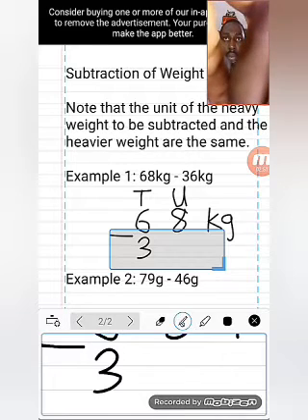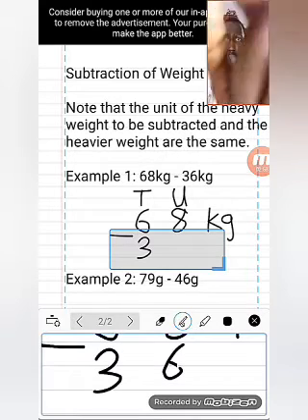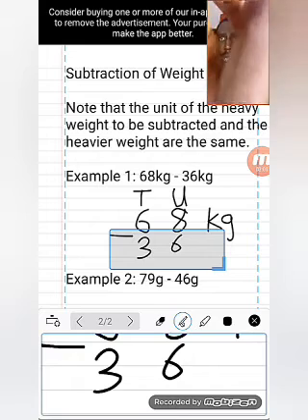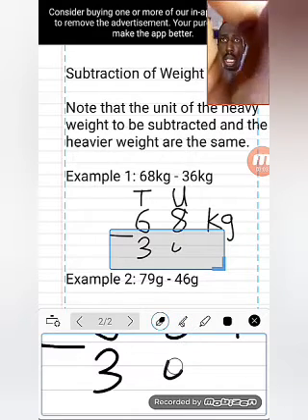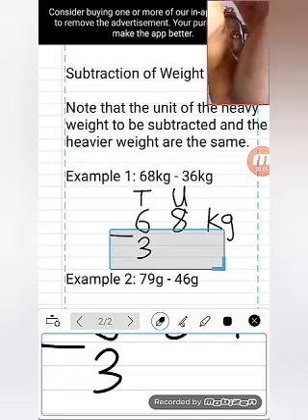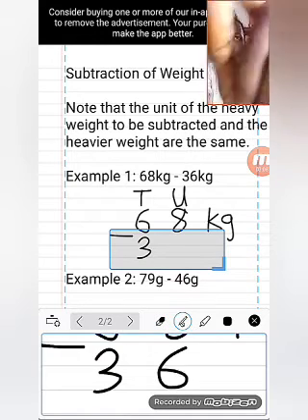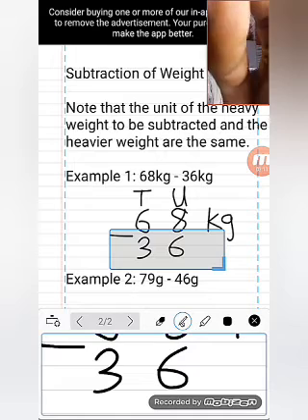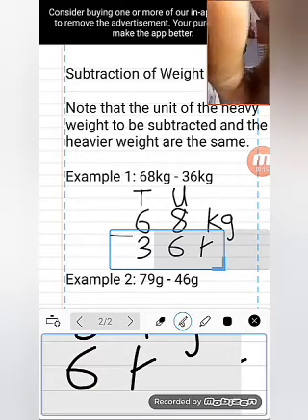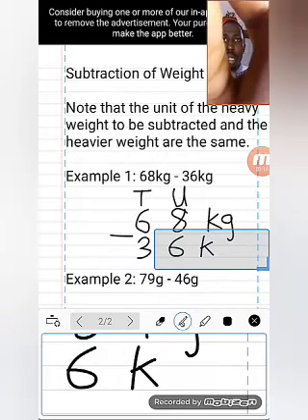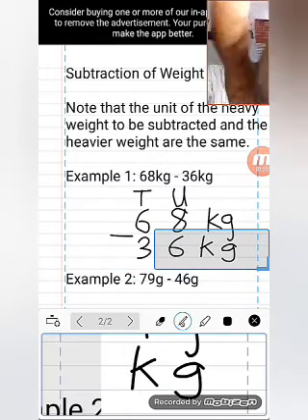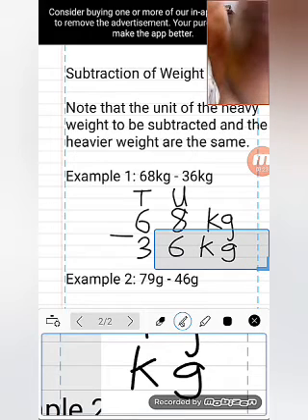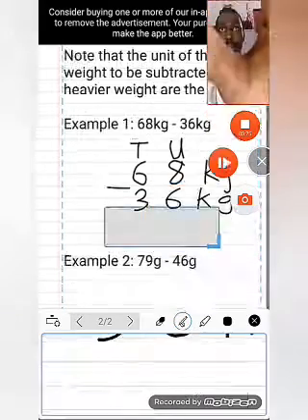Then the 6 is the unit, so you write it. Good. So let me make my 6 a little bigger so that it can be clearly seen. Good. 36. So remember, we'll write the unit as well. That's kilogram. Good. So the next thing is to write our answer.